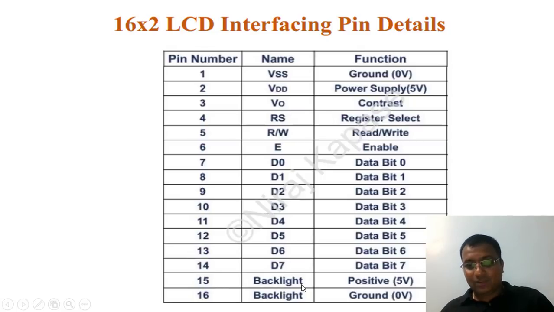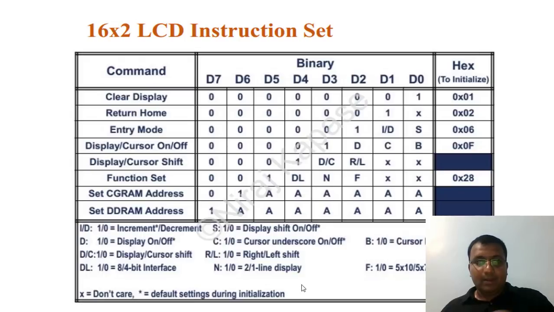So the light is off for that particular LCD. Now there are a few command words for the LCD. This is a command instruction set. To clear the display, the command is 0x01. To return to the home, the starting position, the command is 0x02. For entry mode, the command is 0x06. For display on and cursor off, 0x0F. To select the display, 0x28 and so on. So we can look up any of the commands from this.